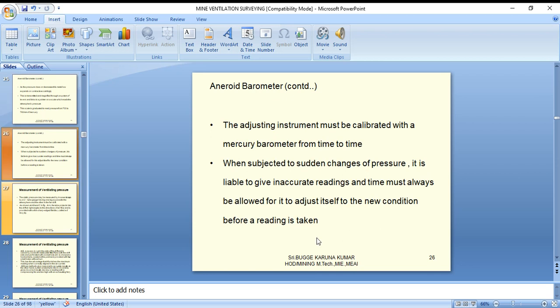The instrument must be calibrated with a mercury barometer from time to time. When subjected to sudden changes of pressure, it is liable to give inaccurate readings, and time must always be allowed for it to adjust itself to the new condition before a reading is taken.